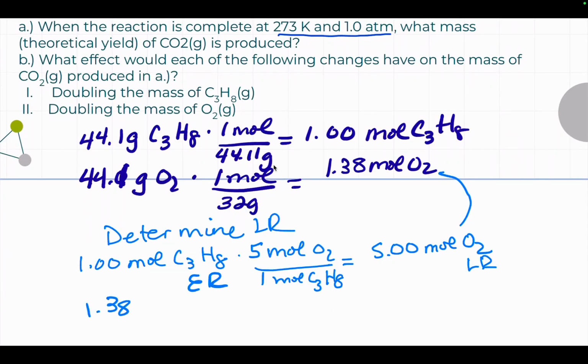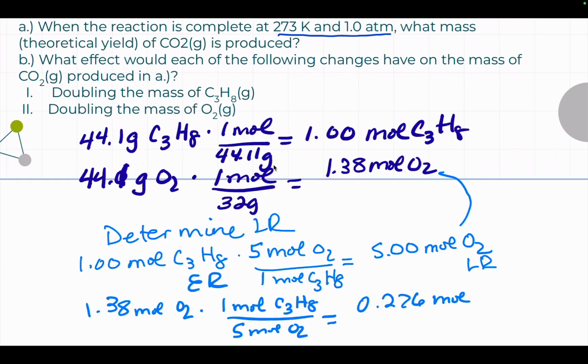If I were to start with my moles of O2 and convert that into moles of propane, I get 0.276 moles of propane. And you can see I have plenty. So that will be my excess, and the oxygen's my limiting. Oh, and don't forget, I usually cross that out because that number will never get used again.